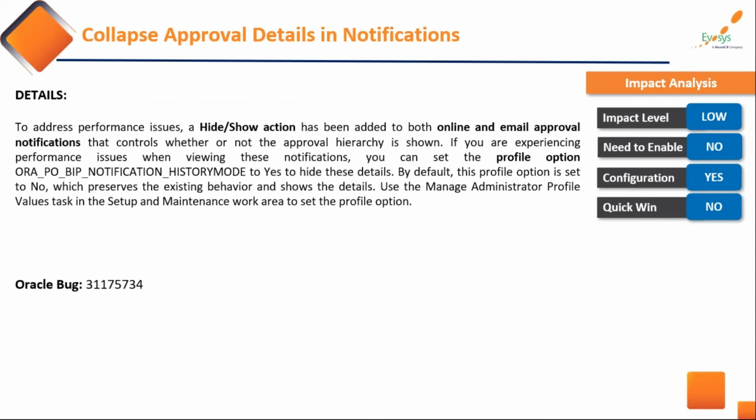Starting with the very first is the collapse approval details in the notification. There was a bug which has been registered to improve the overall performance of the email or the online notifications which are there for the approval part. From 20D onwards, there is an option to hide or show the actions or the hierarchy that has been generated on both online as well as the email approval notifications. This will be governed based on the profile option mentioned over here. This is a default feature. A small configuration, that is the profile option, needs to be enabled to access this specific feature.